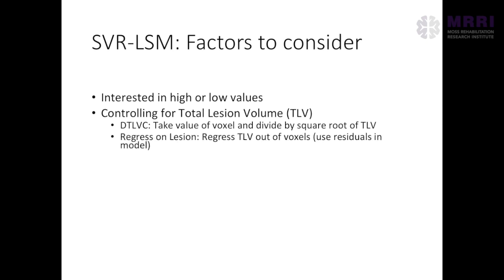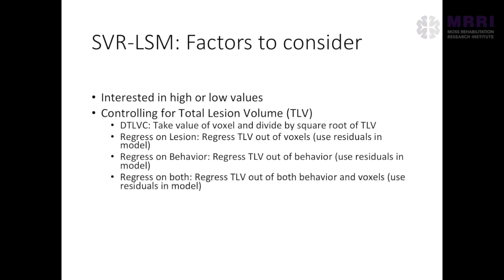So another approach is that you could regress on lesion. All you're doing there is regressing the total lesion volume out of the voxels and then using those residuals in your actual model. Finally, you could also do a regress on behavior, where you're regressing the total lesion volume out of behavior and using those residuals. So if you were concerned that people who had bigger lesions might have lower behavioral scores and you wanted to control for that, this would be a nice way of doing that. And then finally, you could do regress on both, where you're doing regress on lesion and behavior at the same time, and then using both of those separate residuals in your actual model.